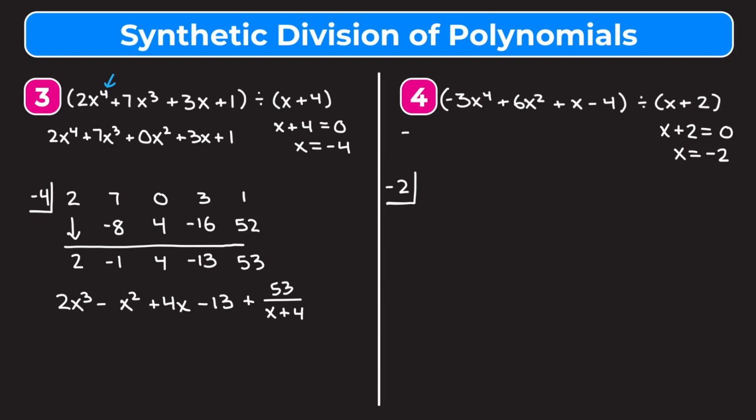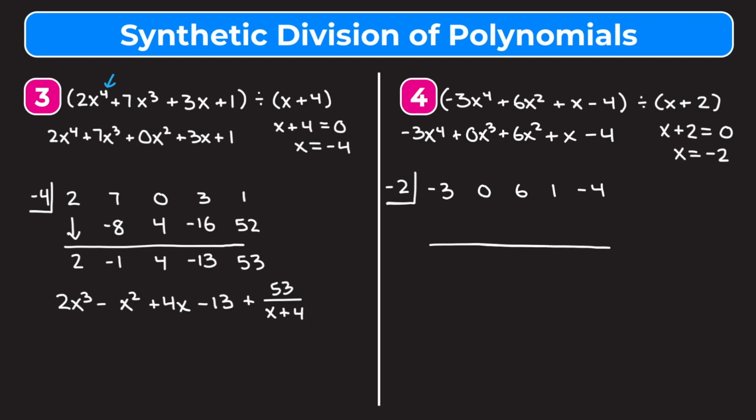So I'm going to rewrite it as negative 3x to the fourth plus 0x cubed plus 6x squared plus x minus 4. And now we're going to put our coefficients to the right of this negative 2 in the box. So we're going to put negative 3, 0, 6. x is the same as 1x, and we're going to put negative 4. Draw our line and start our synthetic division.